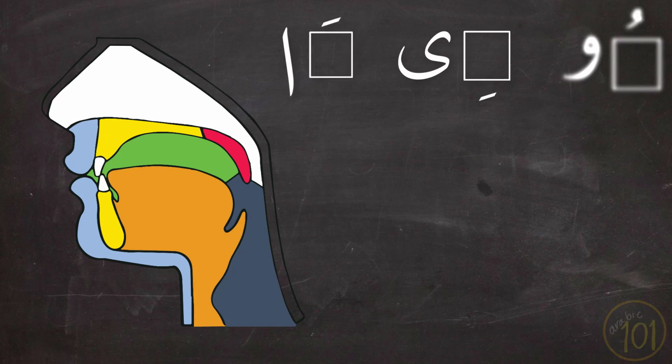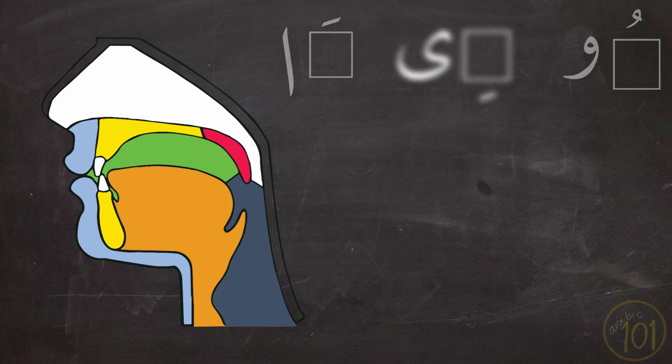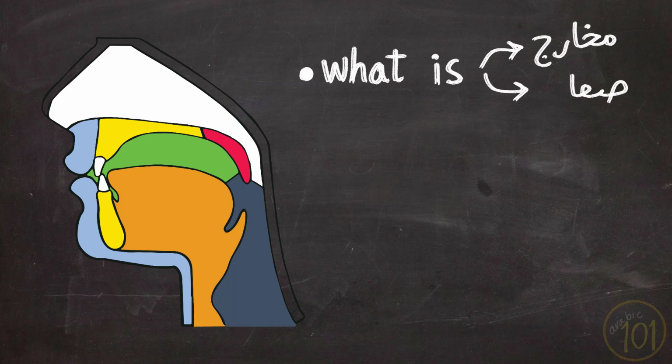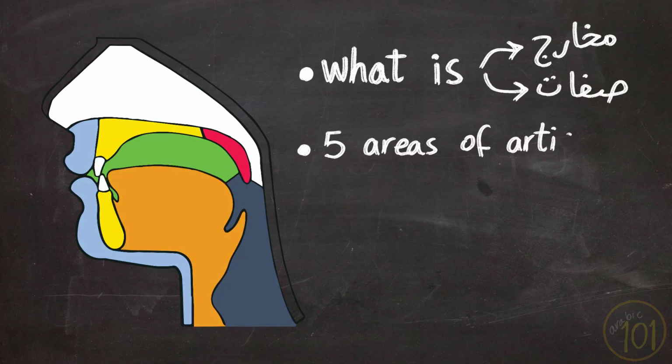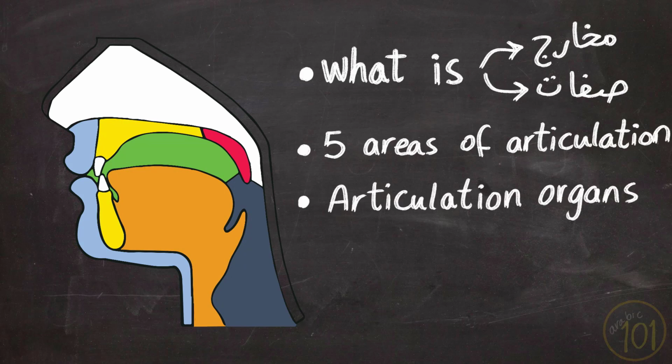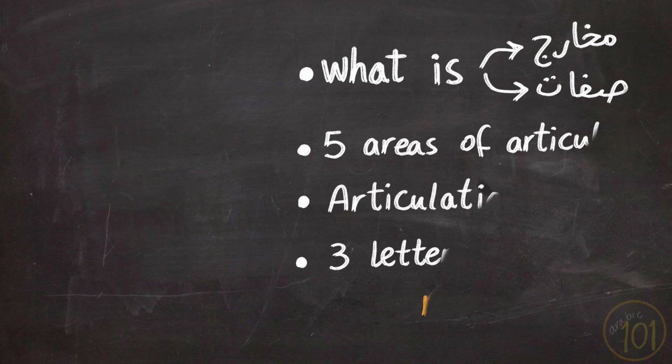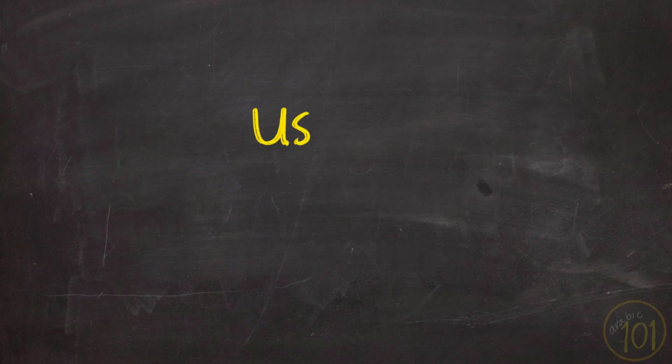A, U, E. So in this first lesson, we had the introduction to the concept of Makharij and Sifaat. We learned the 5 main areas from which a sound is produced. We learned the names of some articulation organs, and we also started with learning the first 3 letters involving the mouth cavity, or al-jawf. Let me know in the comments if you find this series useful to you or not.